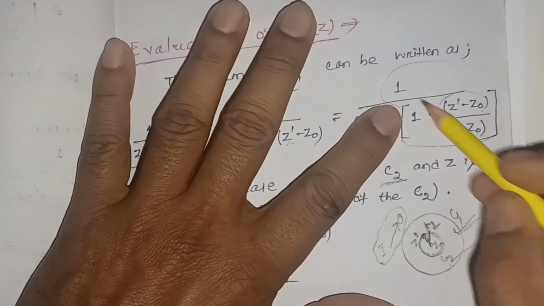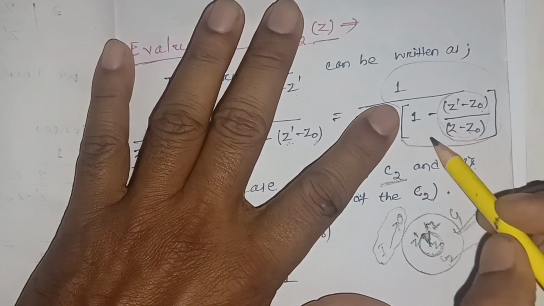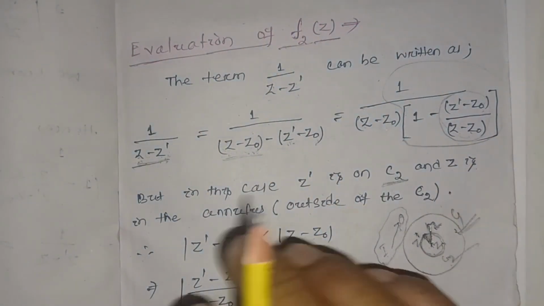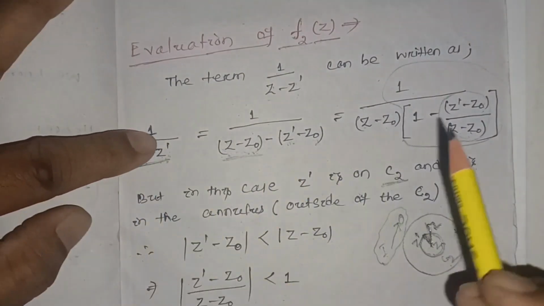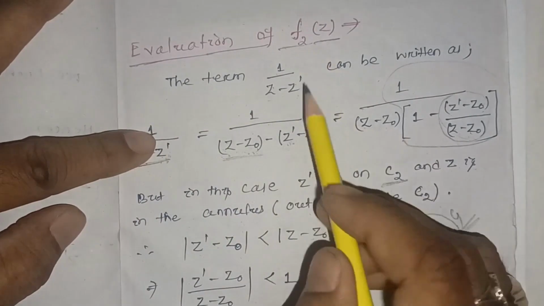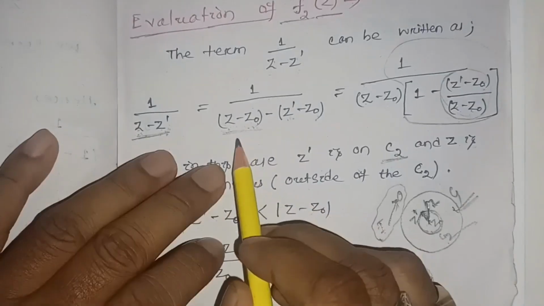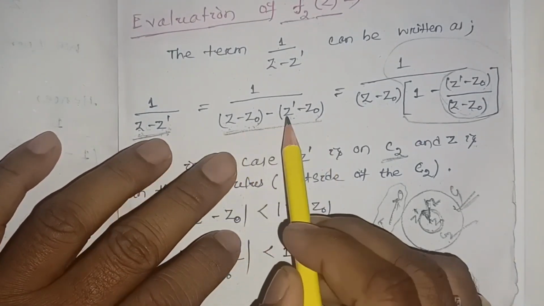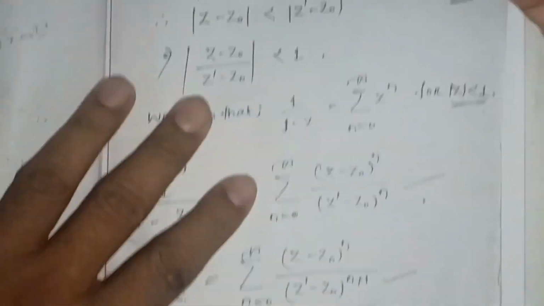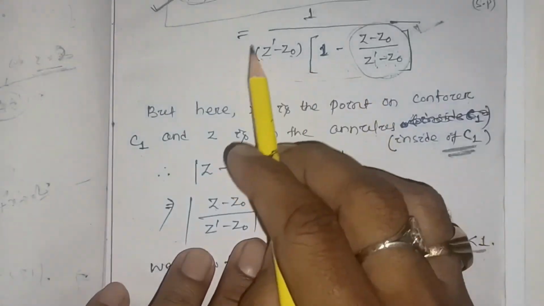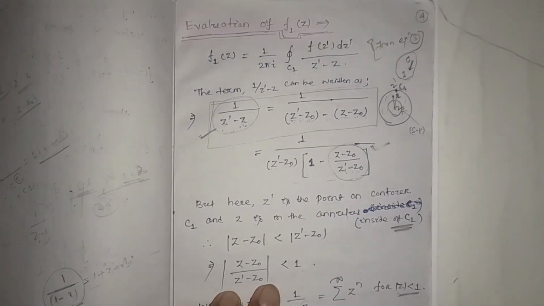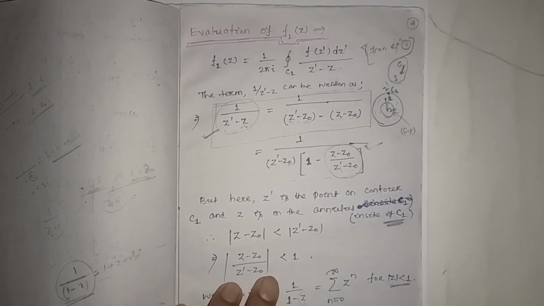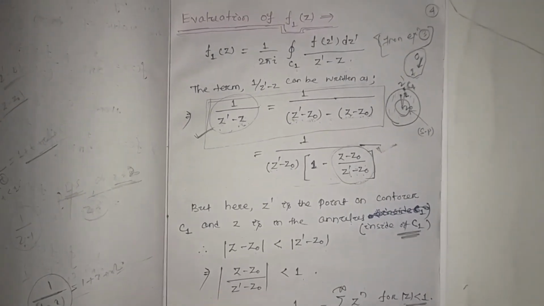So this is in the form of 1 by 1 minus x. So 1 by 1 minus x, we can easily write as 1 plus x plus x squared, like that the series will be. Okay, so to convert this 1 by z minus z0 into the form of this one, we did this. For f2(z), which case is this? This is your in to out case. You just remember, you have to write z minus z0 minus z' minus z0, and for the out to in case, it will be z' minus z0 minus z minus z0. Okay, now you just remember this one, it will help you to solve the numericals.